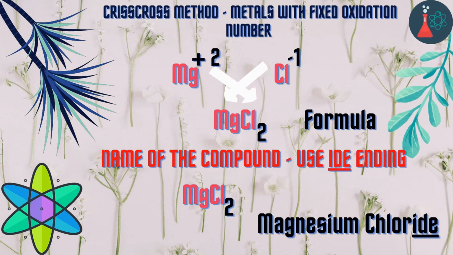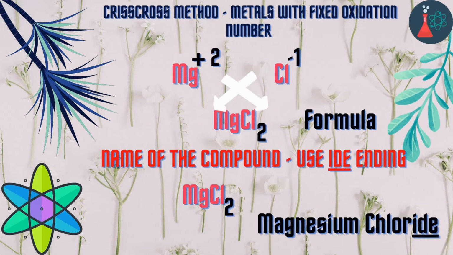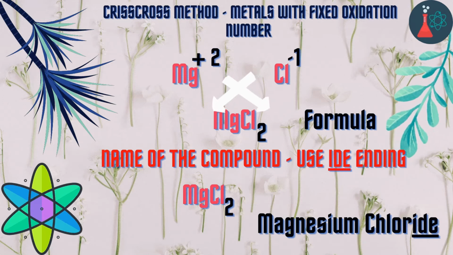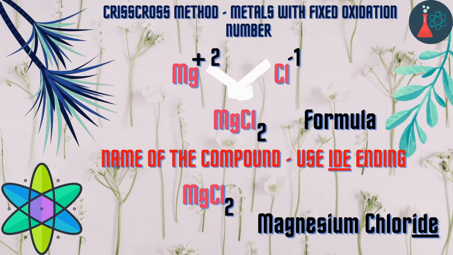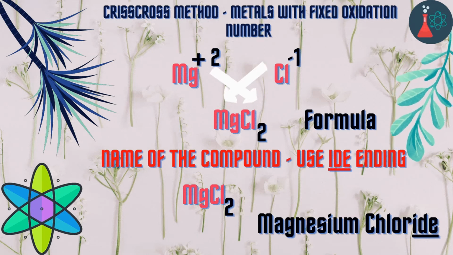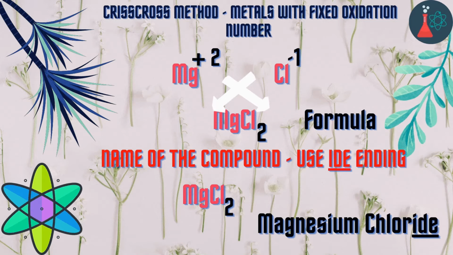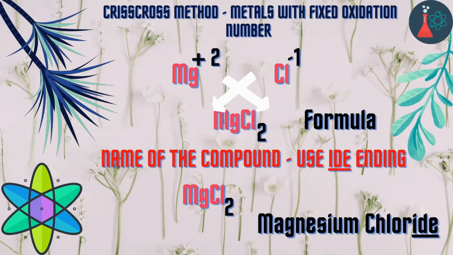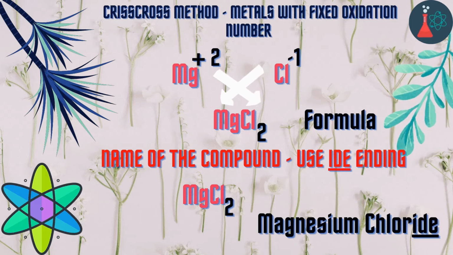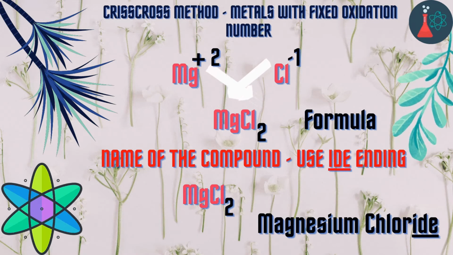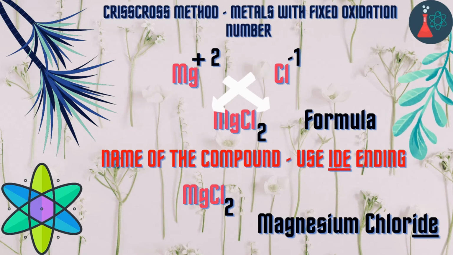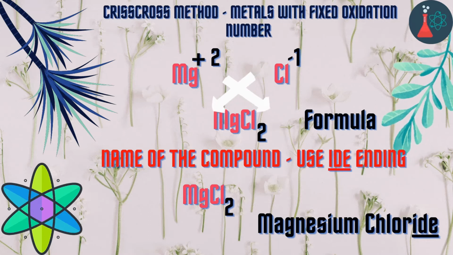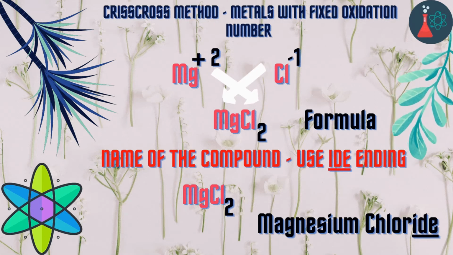Another example is a combination of magnesium and chlorine. Magnesium again belongs to family 2, so the oxidation number of magnesium is positive 2. Chlorine belongs to family 7 and the oxidation number of chlorine is negative 1. So again, using the crisscross method, you cross their oxidation number, and you come up with the formula MgCl2.